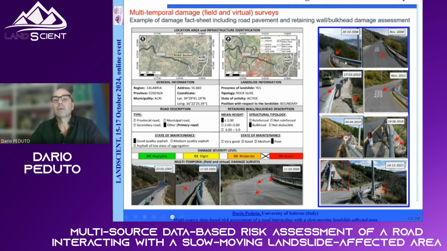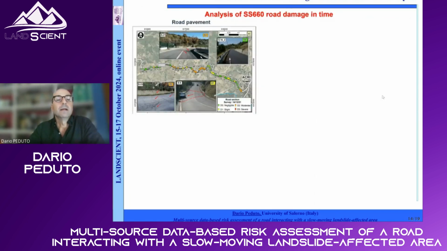And here you can see a photo collection of the same point, with images from 2005 till 2021. In this case, some photos were taken from the archives of the National Research Council. Some others, for instance the ones with the label SS, are from Google Street View. This allowed us to follow the evolution of the damage on the road and the retaining structure over about 17 years.